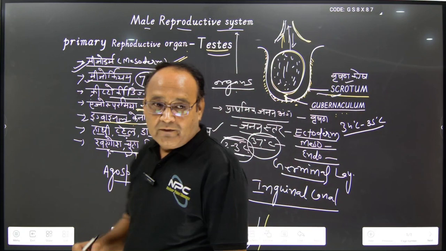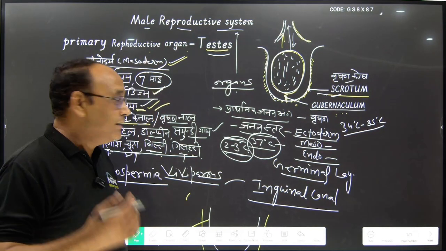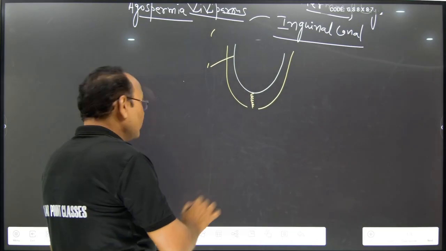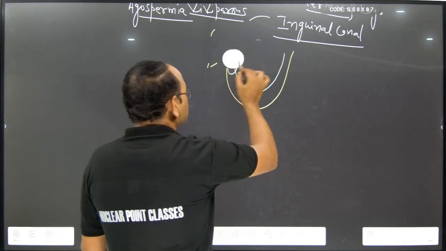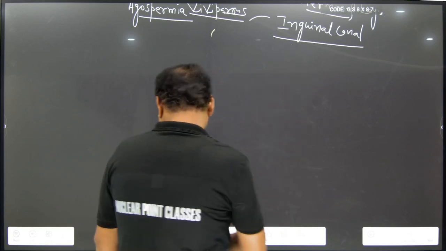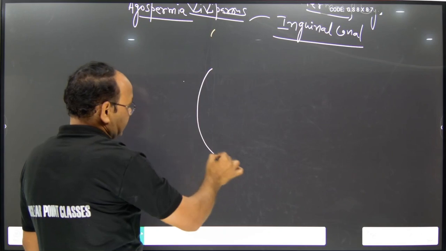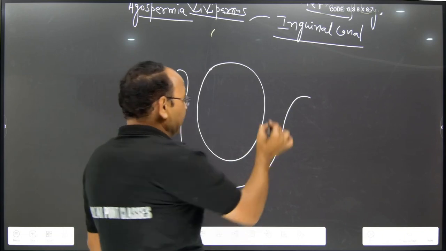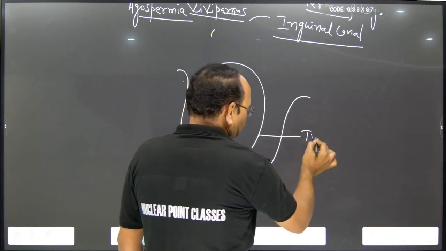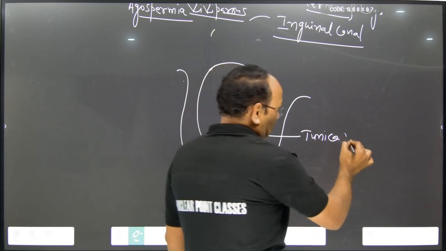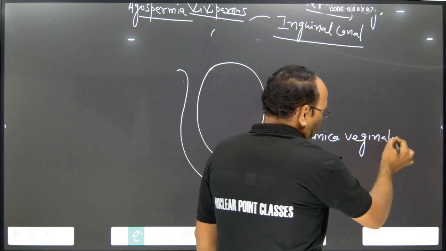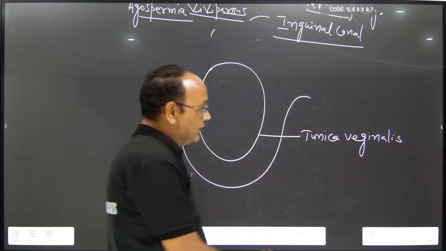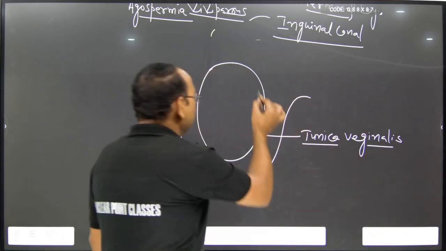In the next point, what is the structure of testes? So look here. Our next point is the structure of testes. So dear student, this is the testes, this is the scrotum. Testes consist mainly of two layers, and the outer layer is called tunica vaginalis.